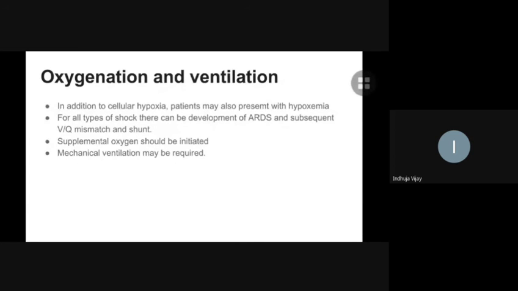Then coming to oxygenation and ventilation, in addition to cellular hypoxia, the patient will also have hypoxemia. For all types of shock, there can be development of ARDS and subsequent VQ mismatch and shunt. So we have to provide supplemental oxygen. Mechanical ventilation may be required.